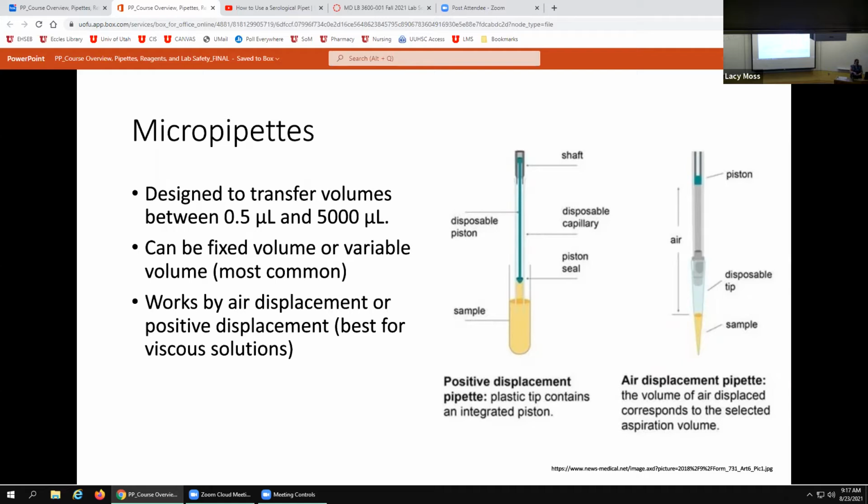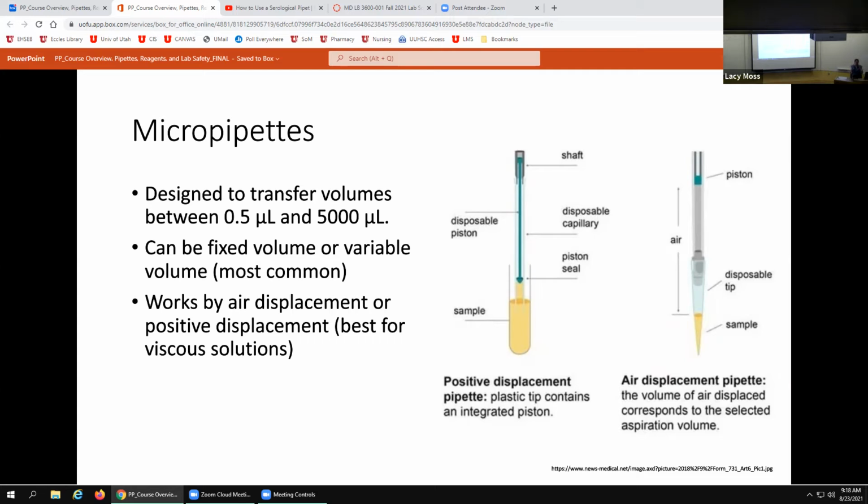They can be fixed volume or variable volume. Fixed volumes are more accurate at pipetting the volume that they are designated to pipette, but because they only do one volume, they're not particularly useful for a lot of other things. So a lot of times you're just going to see variable volume ones because then you can set it to whatever you want. And they can work by air displacement, which is the kind that we have in our lab.